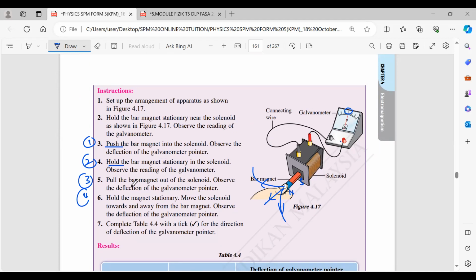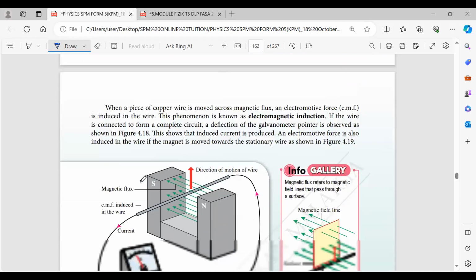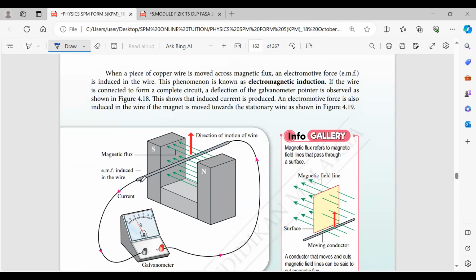Not current induced, sorry, the direction of the force induced. Okay, so hold on, we will come back to this. We'll just continue further.